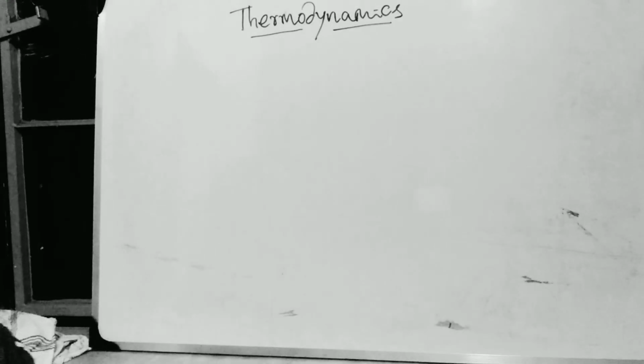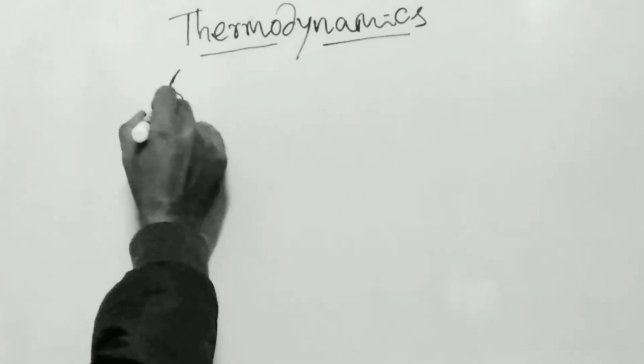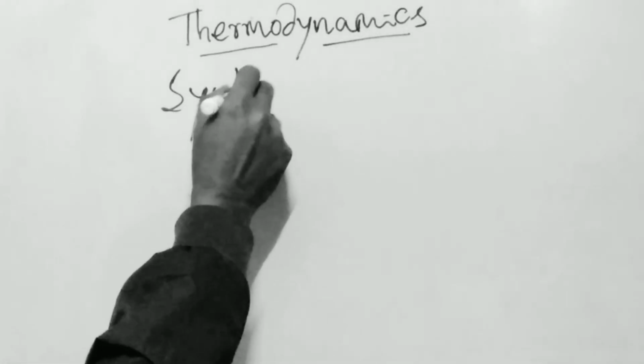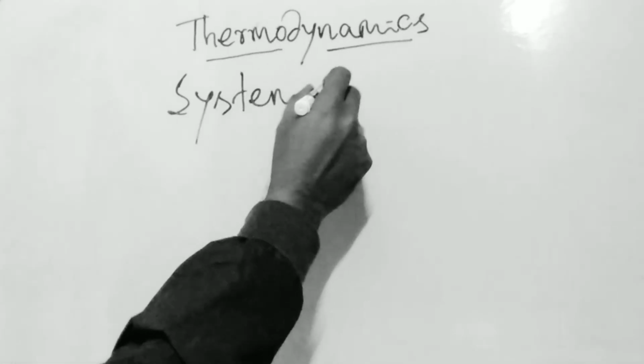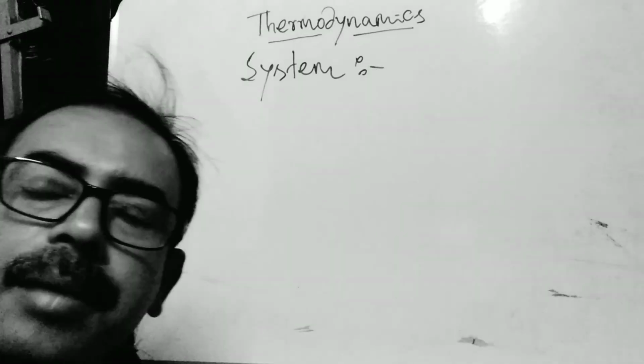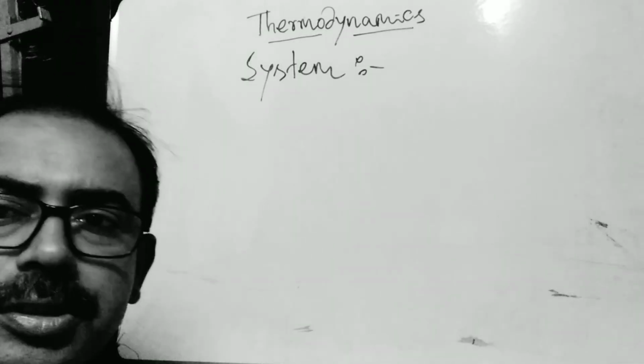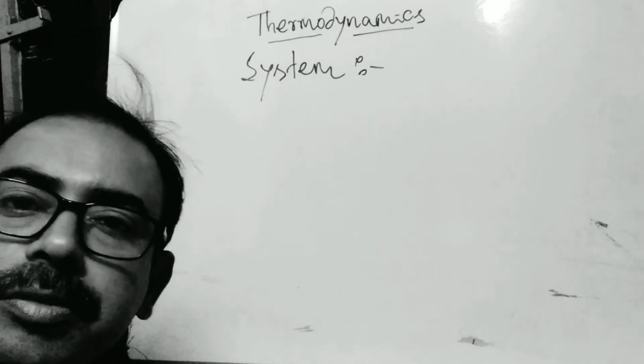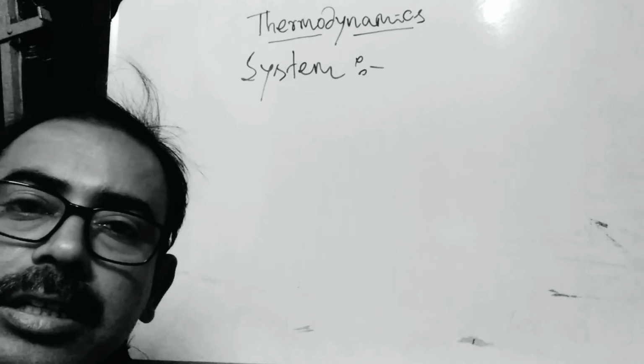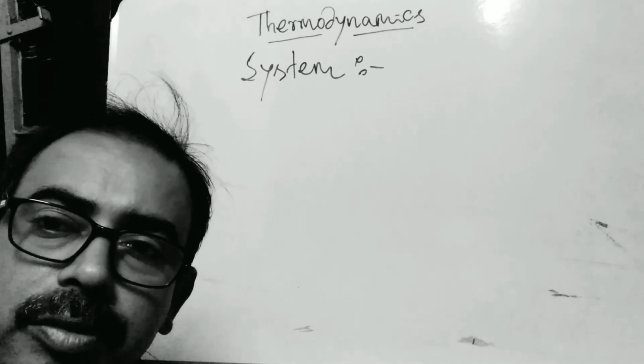To start thermodynamics, we need to know some terms. First of all, what is a system? System is a part of the universe separated from the universe by a boundary wall and taken for observation.